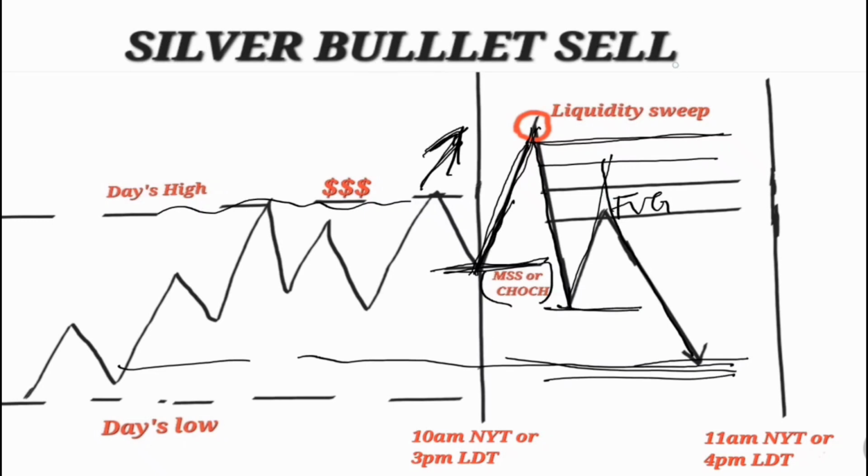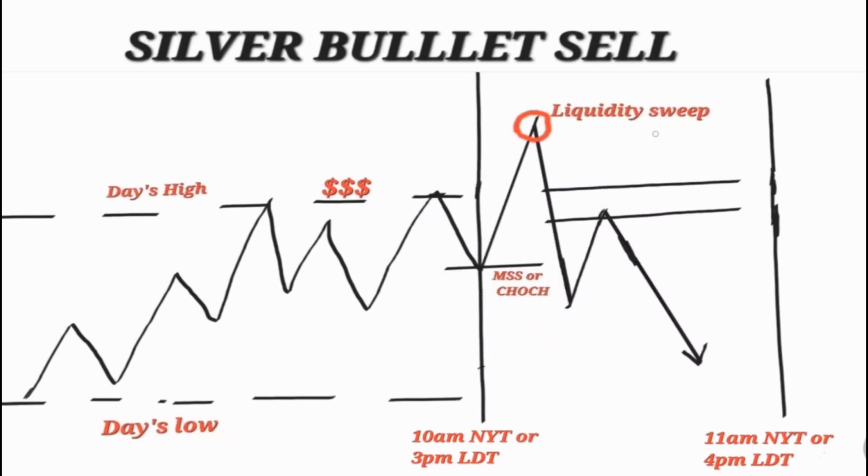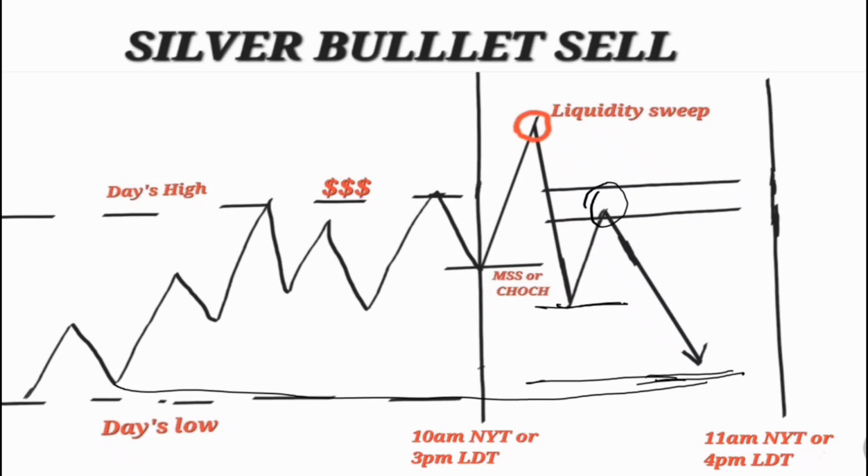But Michael Huddleston, the ICT founder, likes trading from the FVG. He would take the trade from here and take first profit here, and second profit at the day's low, the other side of liquidity.